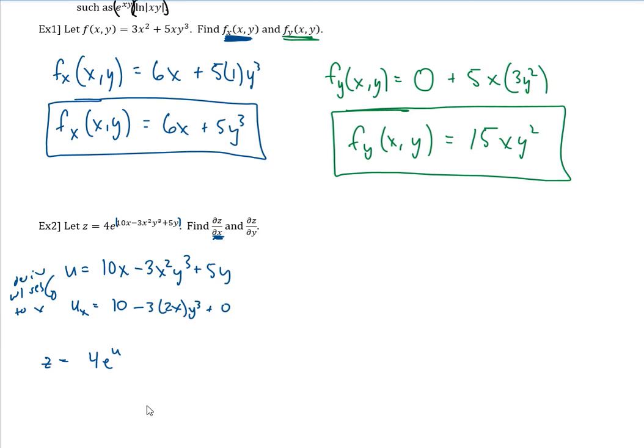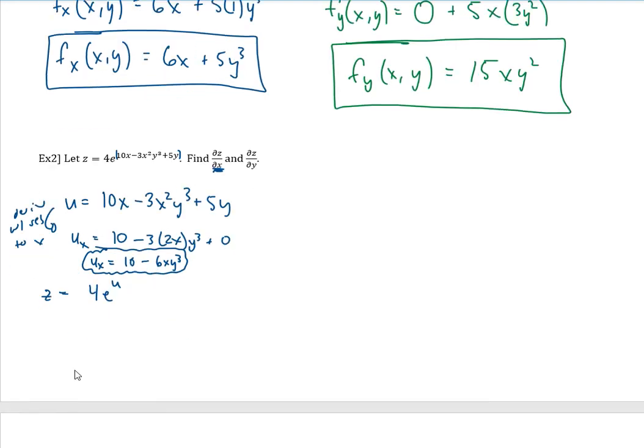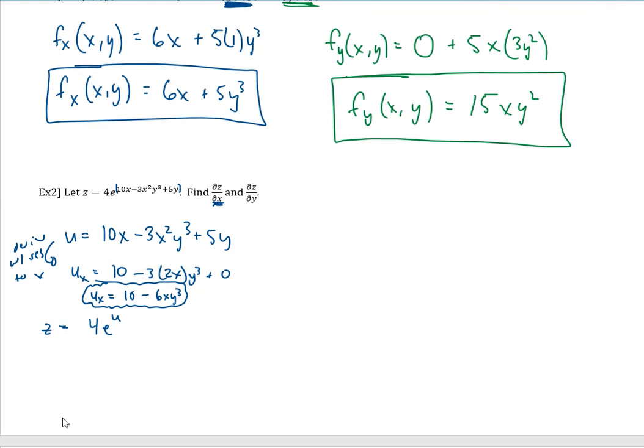Okay, and then really just one thing of cleanup. So u little x equals 10. This looks like it would become minus 6xy cubed. Okay, so there's u little x. I'm going to cloud it like that. All right, and then now let's go back and do our partial derivative of z with respect to x. So we would do del z del x. So it looks like a d is just a little bit more curvy.